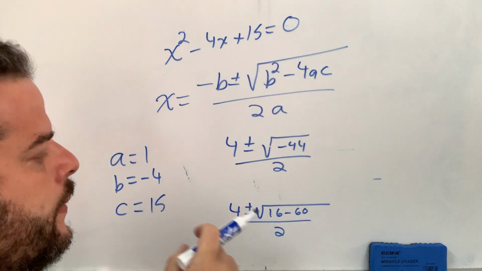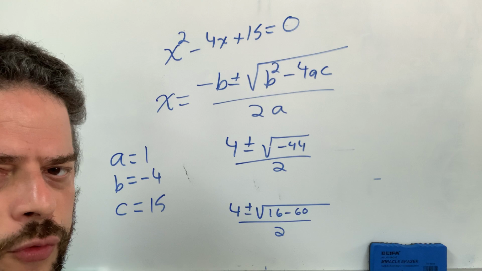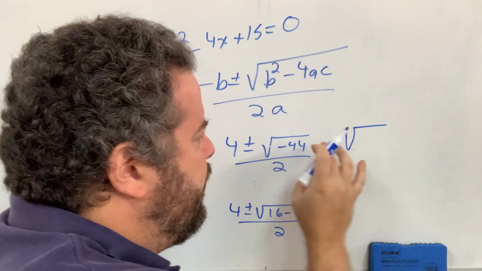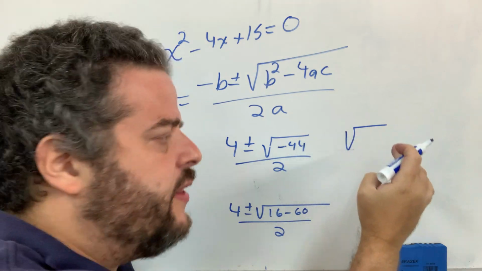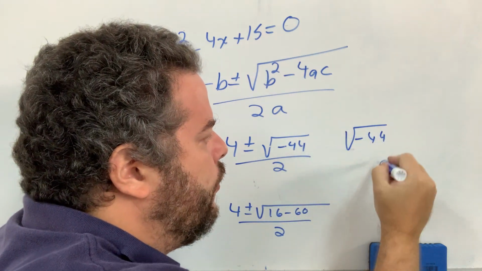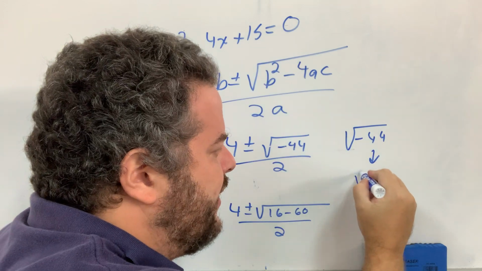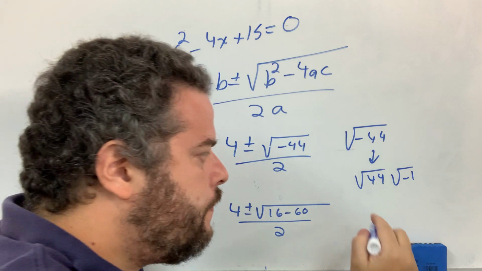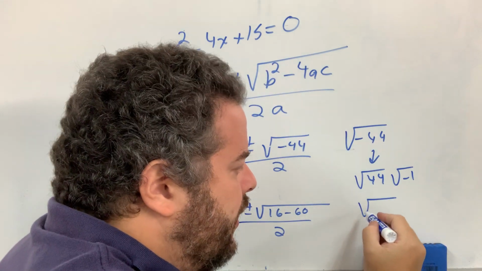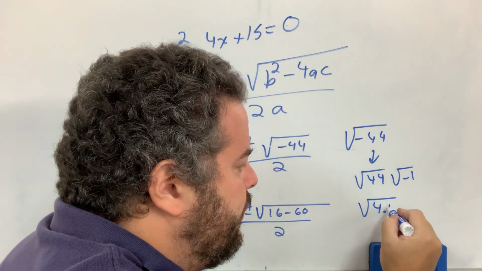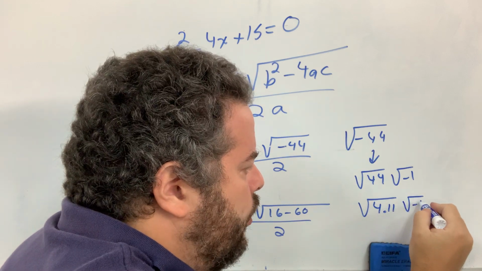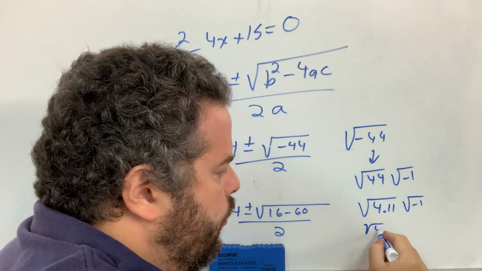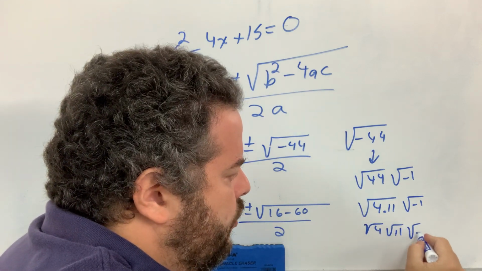Let's continue working. Now, I'm going to simplify this root. Remember, when we're looking at a negative root, I'm just going to work on the root on this side so you can see the answers. I have negative 44. Negative 44 is the exact same thing as square root of 44 times square root of negative 1. Square root of 44 is the same thing as square root of 4 times 11 times square root of negative 1. Now let's start simplifying.